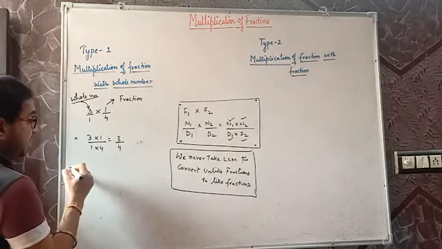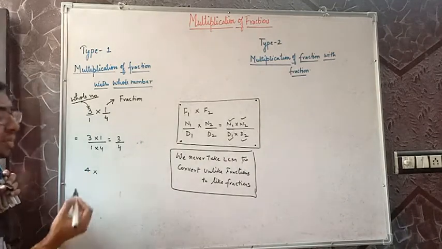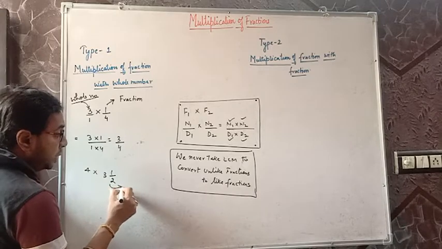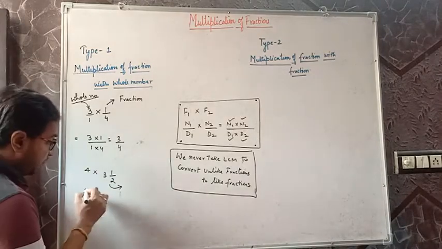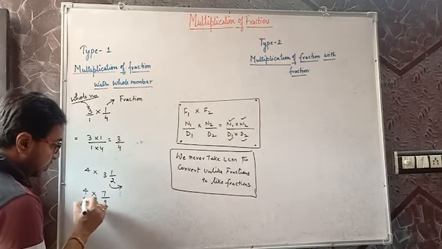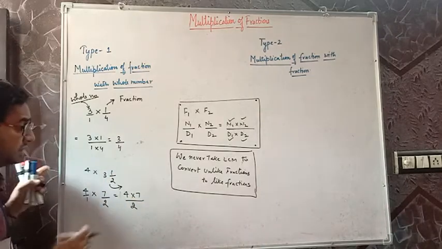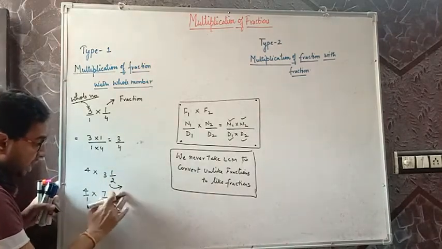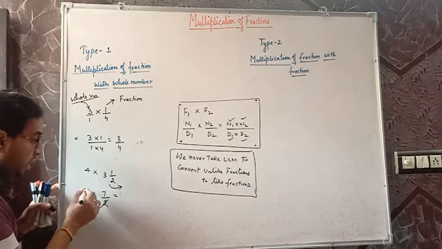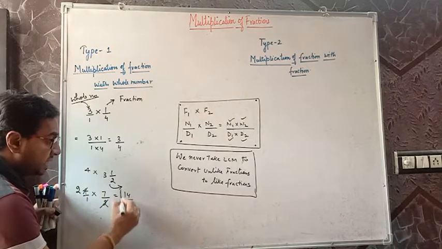Let's take one more example where you'll be having, for example, a whole number and a mixed fraction, like 3 1 by 2. So what will you do? You will convert this mixed fraction into an improper fraction first. After converting that, you will be getting 7 by 2. Now simply multiply 7 into 2 by 2, or one thing we can do, 4 and 2 can be cut by each other because 2 twos are 4. So 2 into 7, 14 upon 1 is the answer.